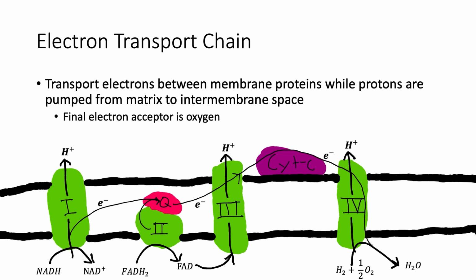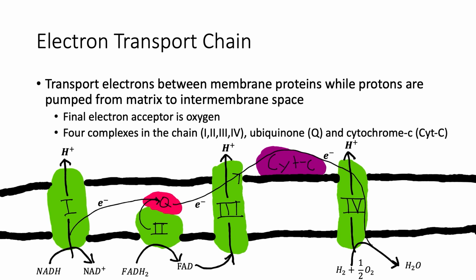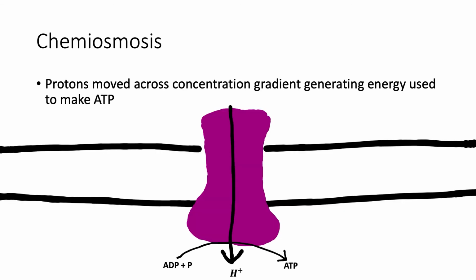In terms of the actual proteins that the electrons travel through, there are 4 complexes denoted with the numerals 1 through 4, as well as ubiquinone, or Q, and cytochrome C, or Cyt C. Alright, so chemiosmosis is the process of moving the protons where they want to be, which is in the matrix, and then using that energy to make ATP from ADP plus a phosphate. And this is all done using a protein called ATP synthase because, well, it synthesizes ATP.